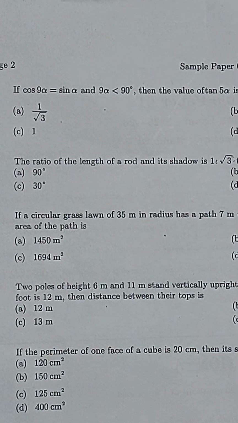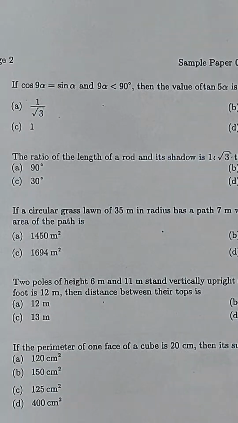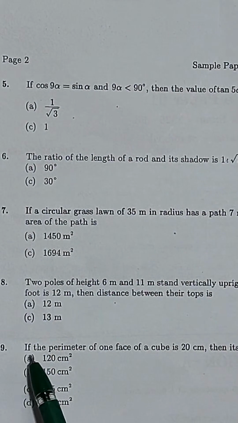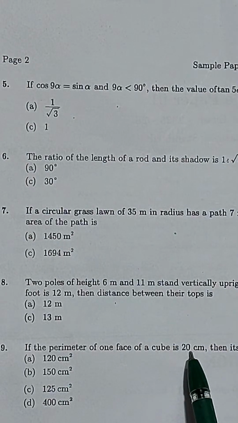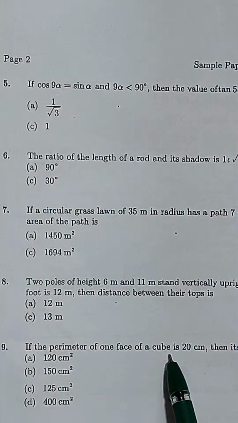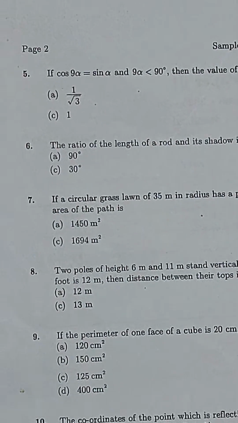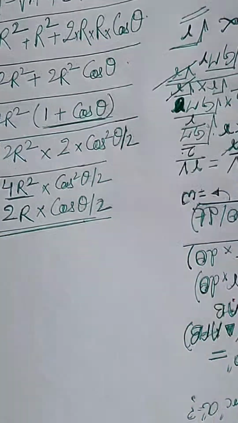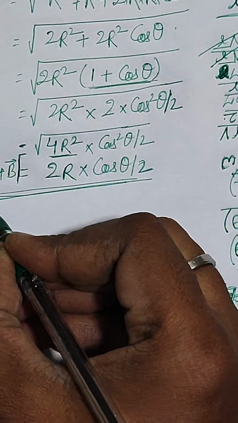We can leave it. Now let me take this question: if the perimeter of one face of a cube is 20 centimeter, then its surface area, right? So let us take this question for today. Next question, one face of a cube, the perimeter, question number 3 for today.